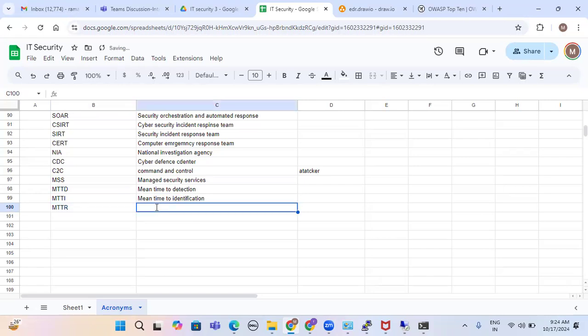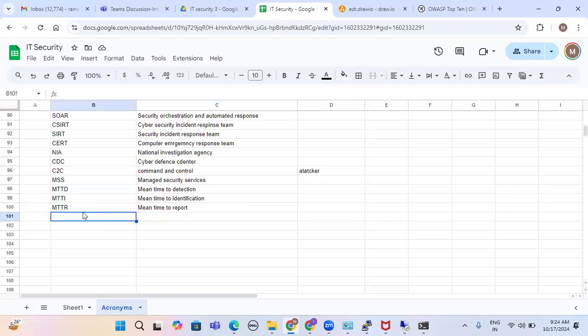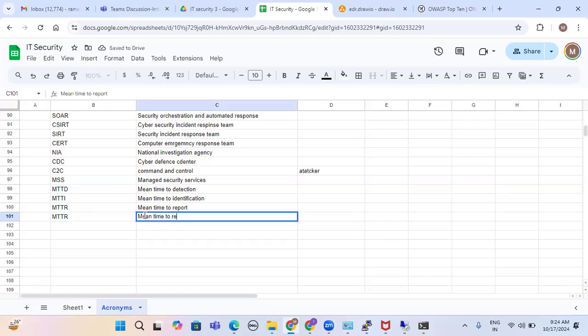MTTR, mean time to report. How much time it will take to report to our customer or client the overall analysis, if something gets compromised. That is called mean time to report. And we have one more MTTR, mean time to recover. The average time, how much time it will take to recover our data, whatever gets compromised by the attacker. Can we recover or not, first of all? Whether we have to pay money to the attacker so that he will give the data back to us. It depends. That time we can call mean time to recovery.